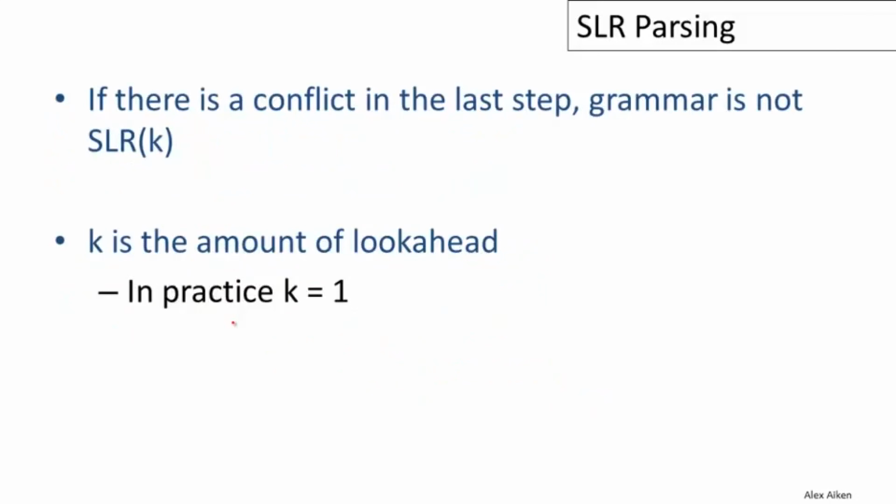Now, if there are any conflicts in the last step, meaning it's not clear whether to shift or reduce in some state for some input symbol, then the grammar is not SLR(k). And k, again, is the amount of look-ahead. In practice, we just use one token of look-ahead, so typically, just looking at the next token in the input stream.